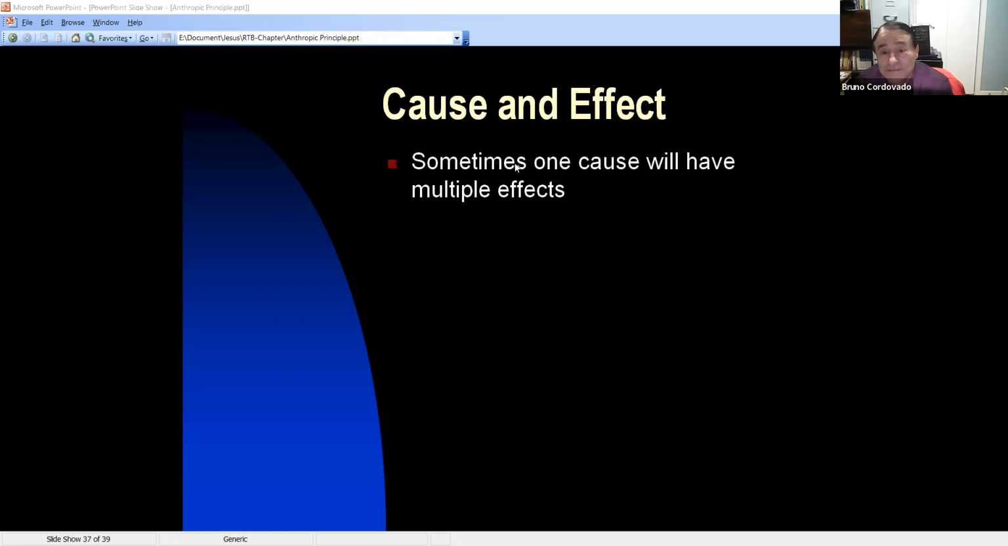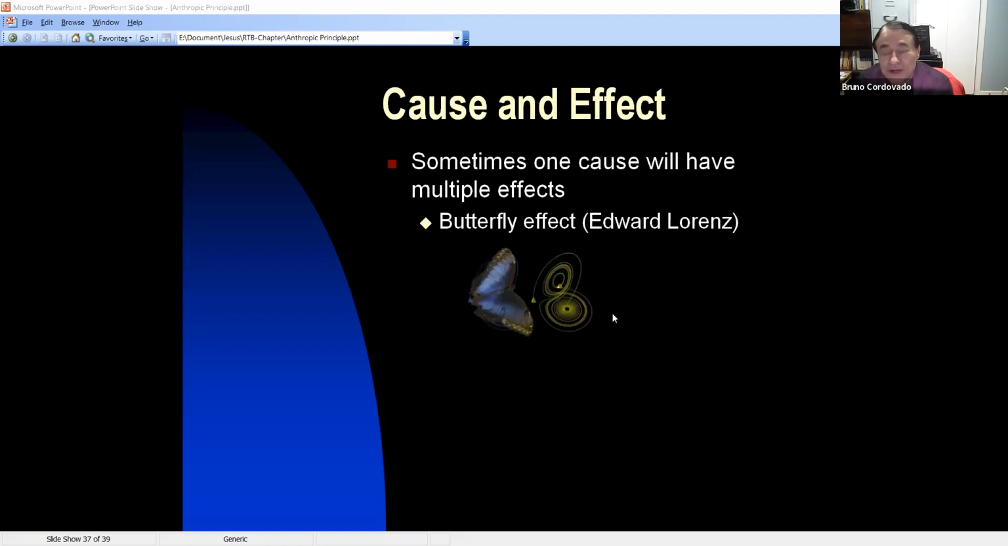And there are cases where one cause will have multiple effects. I don't know if any of you have heard of the butterfly effect. Back in the 60s, Edward Lorenz was trying to write software to predict the weather. And his system came up with this effect where if you change something initially at the start, something so small, as if a butterfly was flying in a certain place, it would then cause an effect which would spread out and cause a change in climate some other place far away.